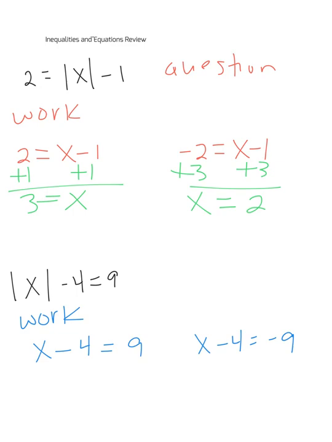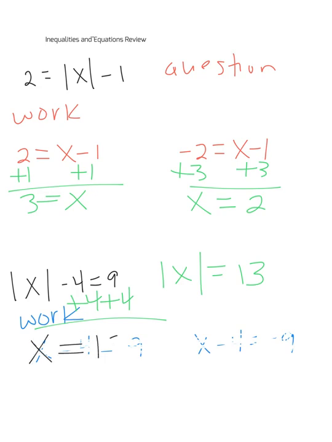Second problem we have is the absolute value of x minus 4 equals 9. So we actually need to erase these. Because we need to add 4 to both sides. And now we have the absolute value of x equals 13. And then your work becomes x equals 13 and x equals negative 13. That's when the absolute value bars go away. And we don't have to do anything else because those are our answers.